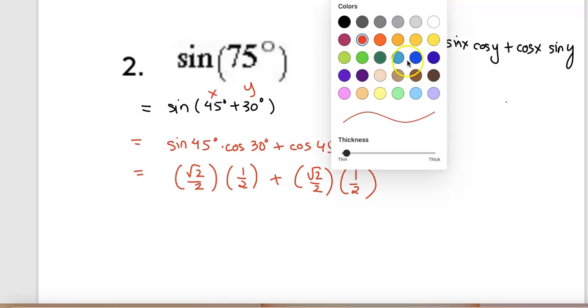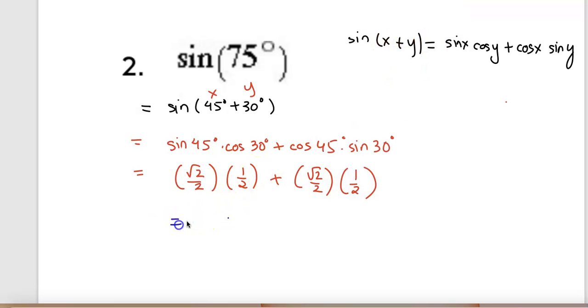So let me simplify this. So this will be my radical 2 over 2 times 2 is 4 plus sine radical 2. Okay, I think I messed up somewhere. Cosine 30 is not 1/2. Cosine 30 is what? Cosine 30 is radical 3 over 2. So this means that this place it should be what? It should be radical 3 over 2. I messed up over here.